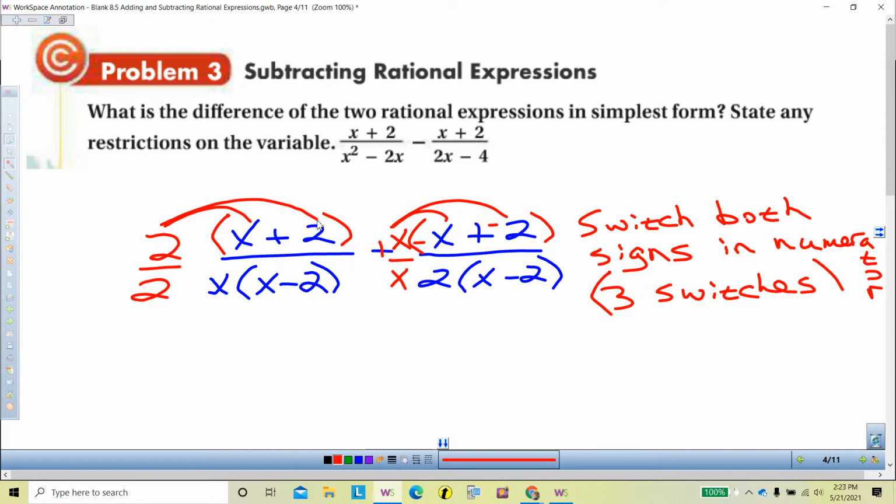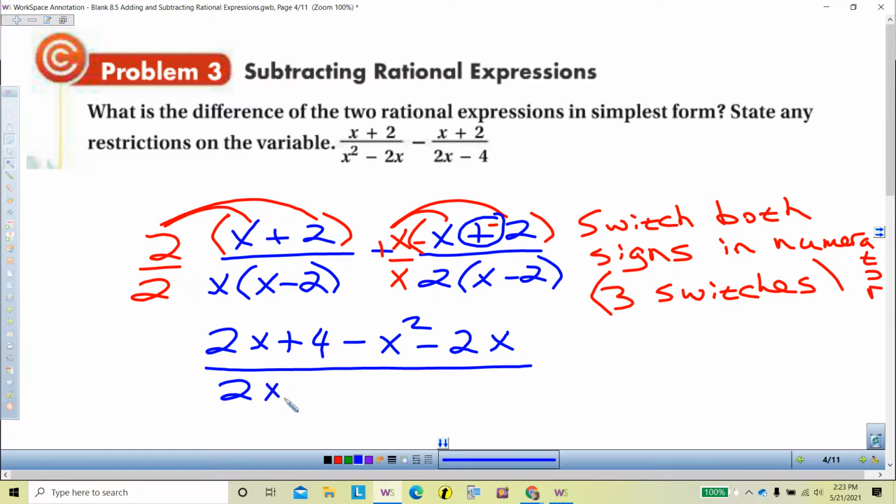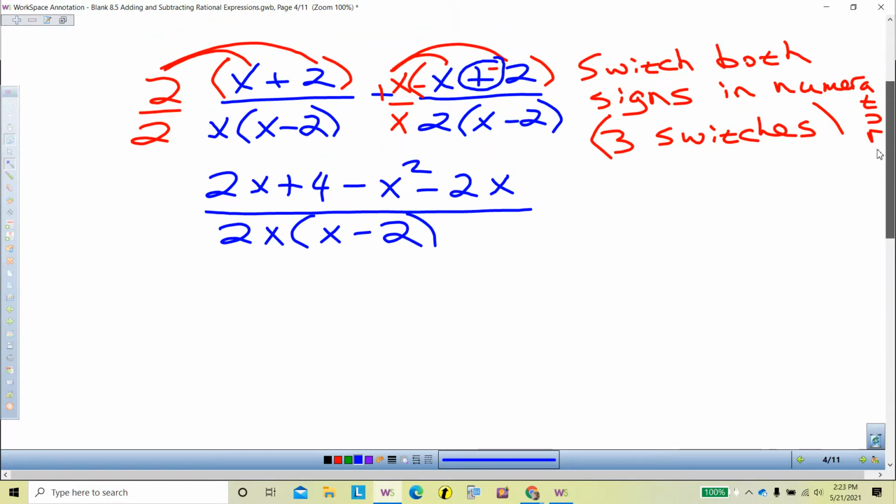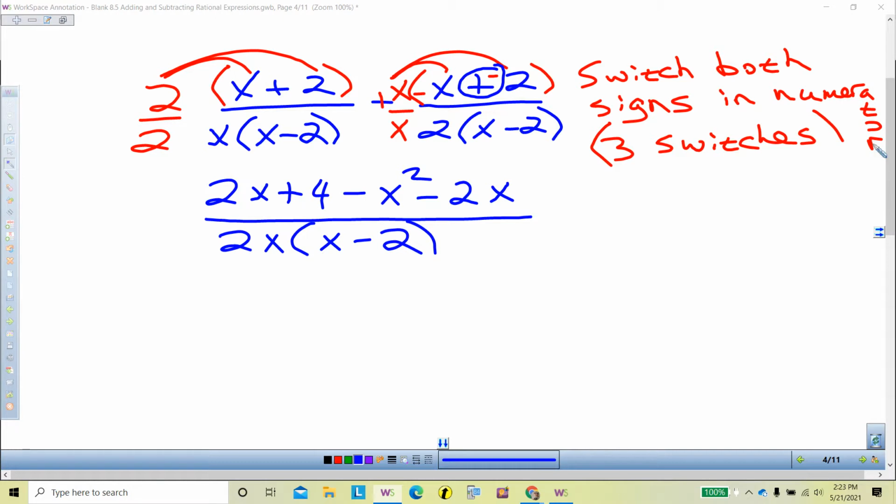So the numerator becomes 2x plus 4, and negative x squared minus 2x. Right here, I've got plus minus right next to each other. The minus always wins, right? Positive times negative is negative, so that's why it's a minus 2x right here. And then this thing is over 2x parentheses x minus 2. So now we have everything combined, and we just use the denominator for domain restriction.